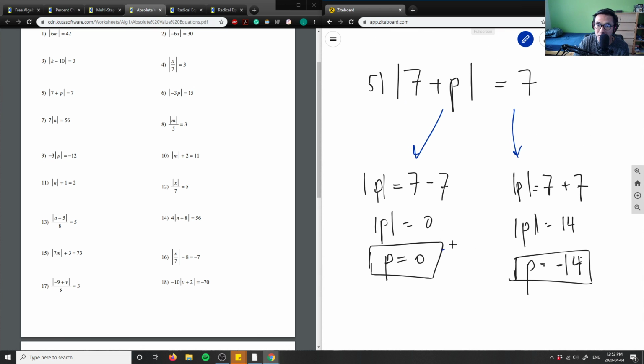So if I plugged in p equals 0, 7 plus 0 is 7, absolute value bar of 7 is 7. That's cool. All is good in the world. P equals negative 14 is a bit trickier. 7 plus negative 14 is negative 7, but the absolute value of negative 7 is 7, right? So that actually satisfies my equation. So in this case, 7 equals 7. So again, I have two solutions. I have 0 and negative 14 is my answer for number 5.